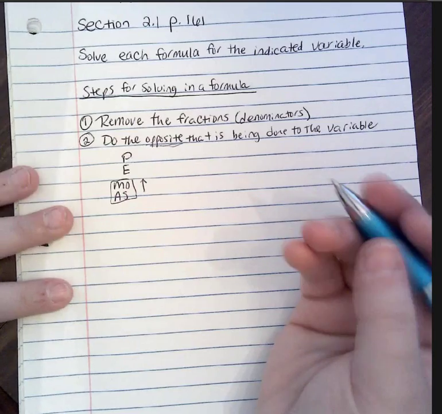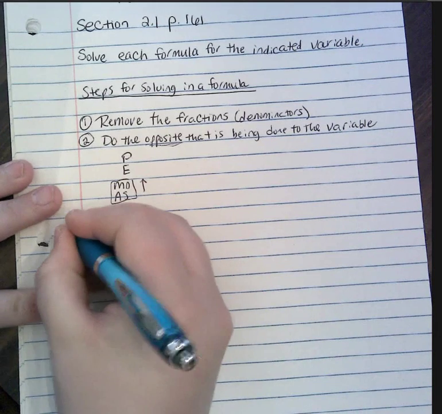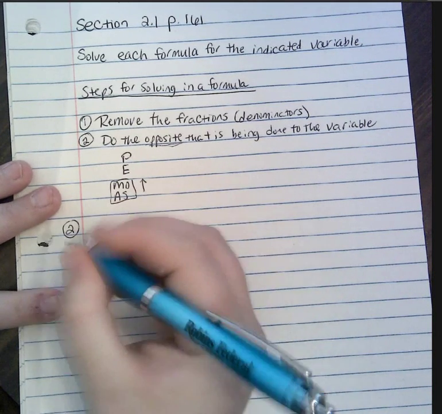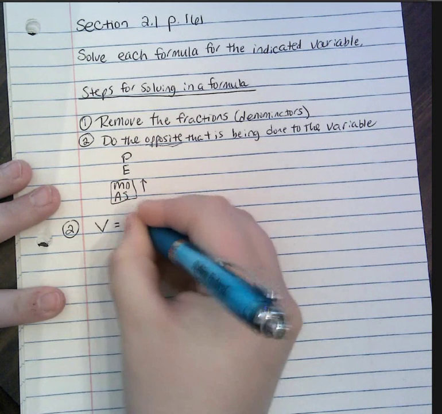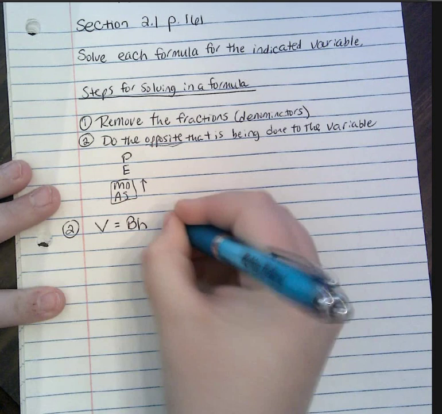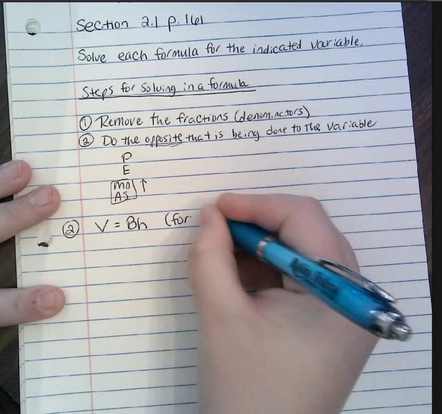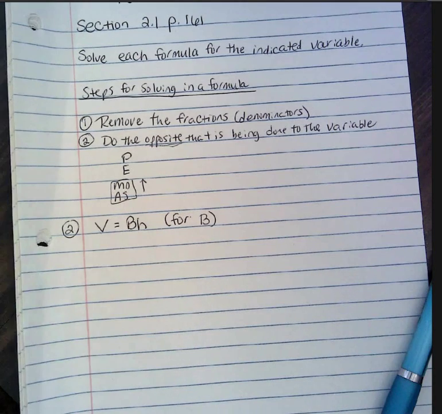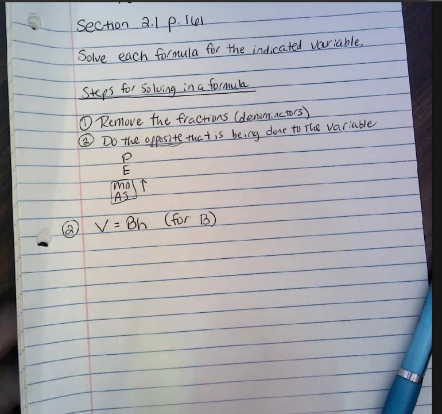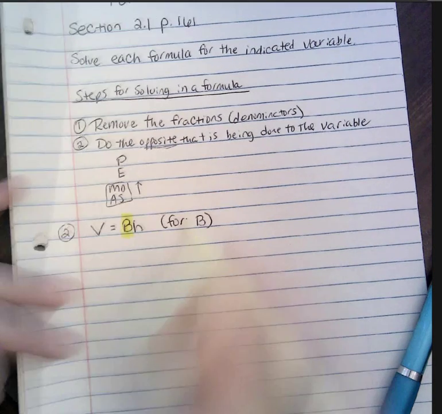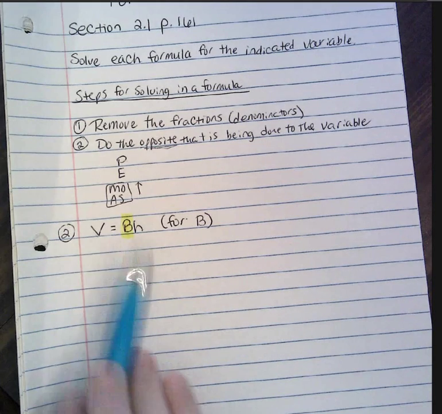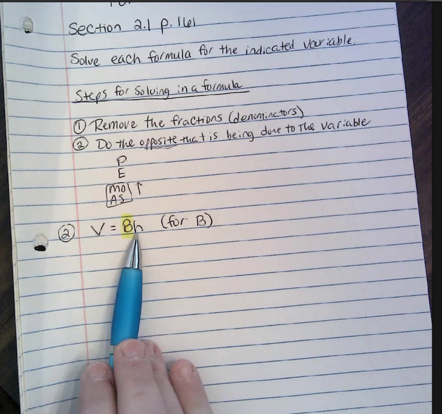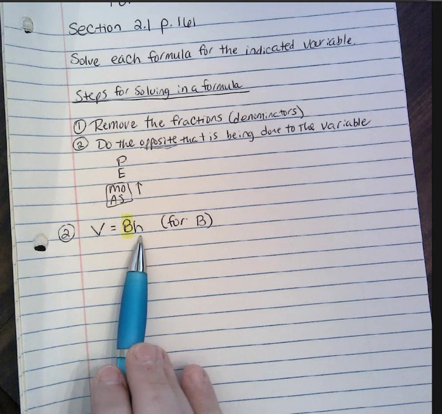So now let's go ahead and look at problem number 2 on page 161 in your book. Number 2, the formula is V equals BH, and we're solving for B. Okay, so it may help you guys if I highlight what we're trying to get by itself. So that's what we want to get by itself. That's our entire goal. So if you look, the H is the part of the problem that is keeping the B from being by itself.